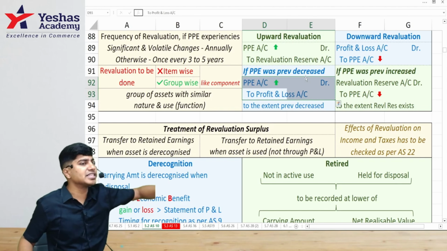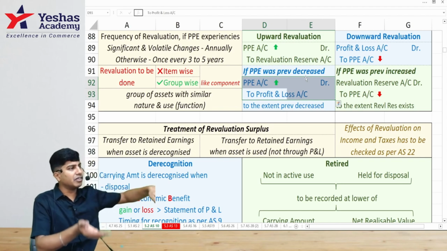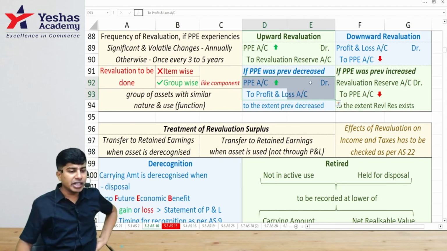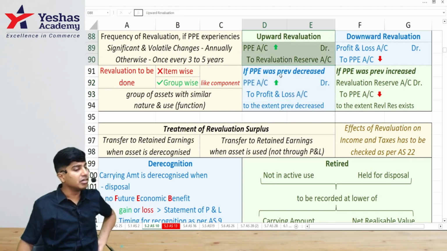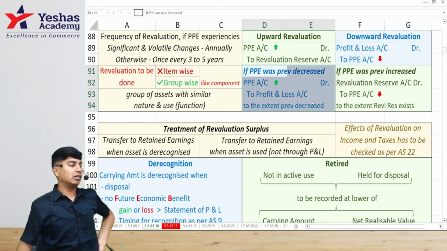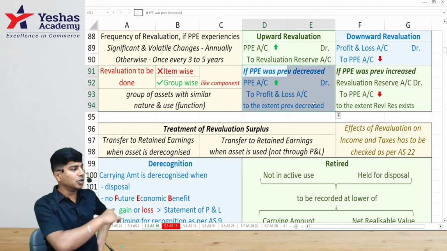Previously, I had downward revalued the asset by 10. Now, I am upward revaluing it by 8. Journal entry will not be PPE to revaluation reserve. It will be PPE to P&L, 8,000. Up to 10, I will do this.